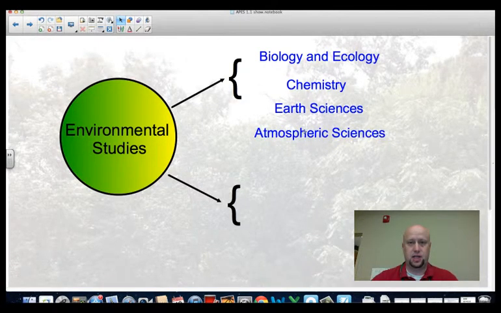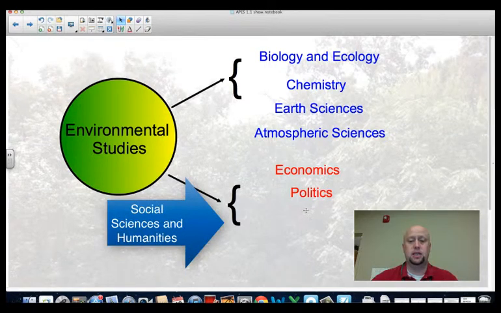Obviously atmospheric sciences sort of roll into that as well, and with the weather and with air quality and things that are really important to those of us in East Tennessee right now. So that's the science part of environmental science. But environmental science, or environmental studies at least, also encompasses a lot of social sciences or humanities types of areas too. So we're going to talk a lot this year about economics. We're going to talk a lot about politics and ethics, okay?